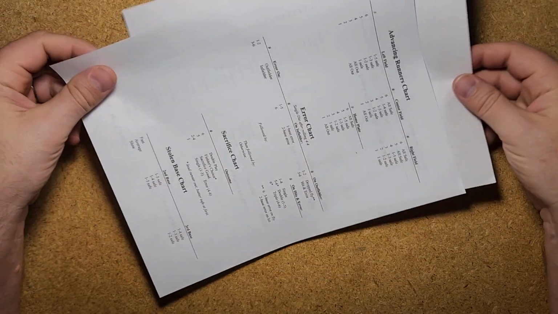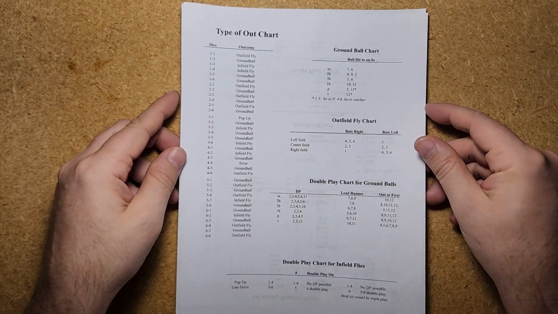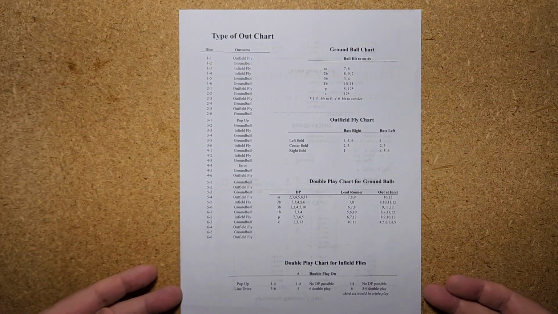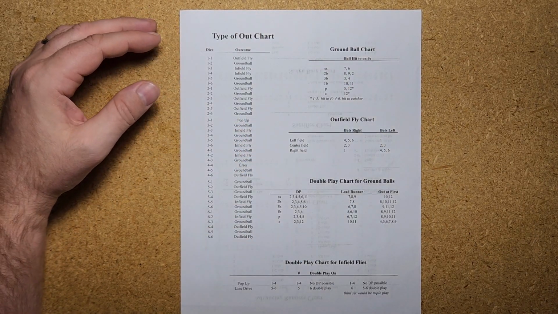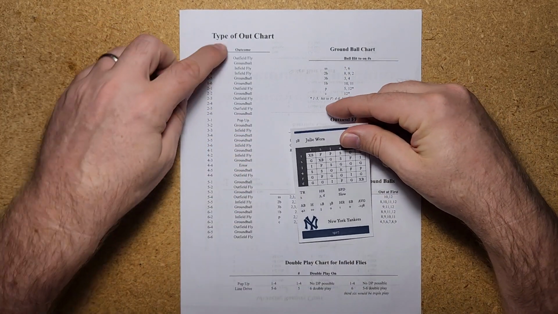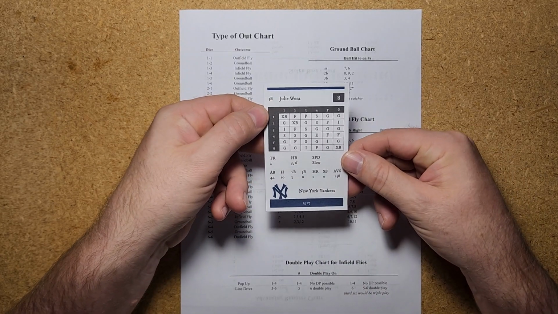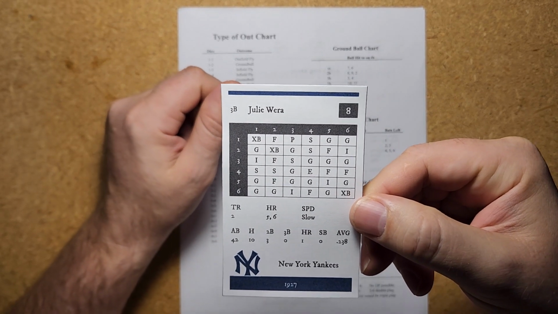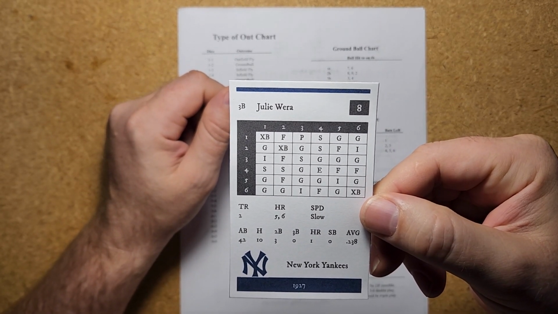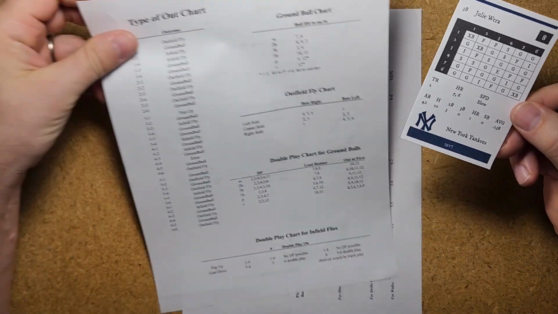And then it does come with, let me get this right, comes with some charts that help you to do different things in the game, especially fielding. So we have a type of out chart. Now what I've done is I've gone through and basically taken this chart and I've put it onto this little grid. I don't know if you could see that very well. So I put it onto this little grid for each of the players, and then I've assigned the hits as necessary.